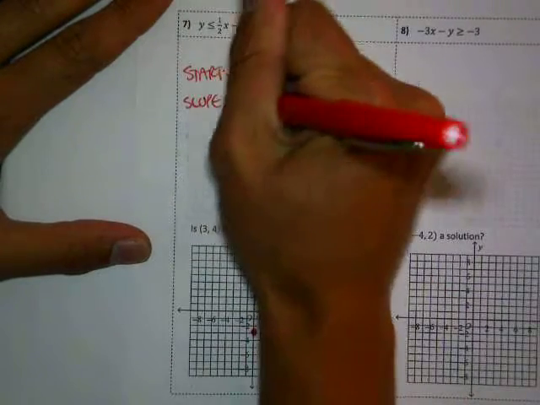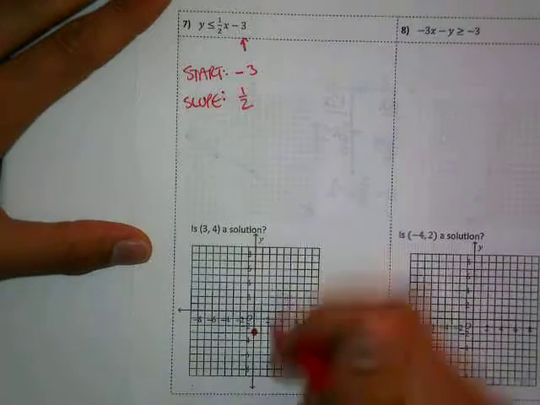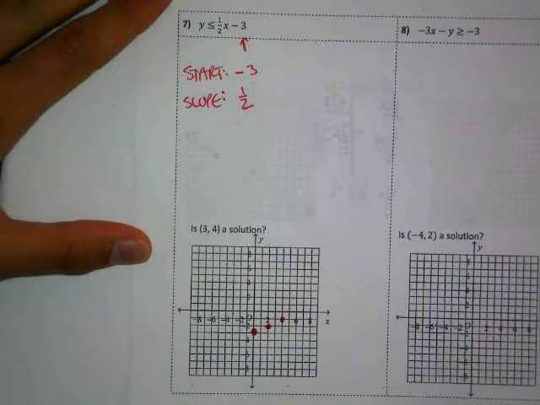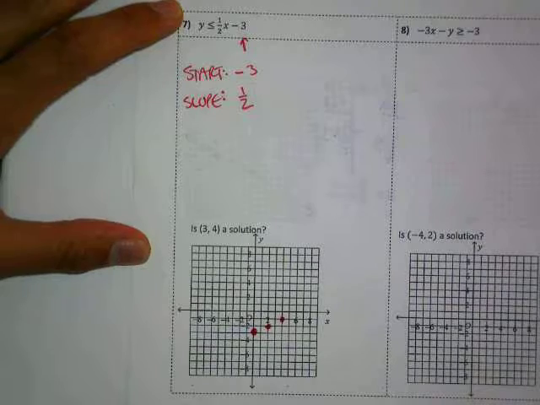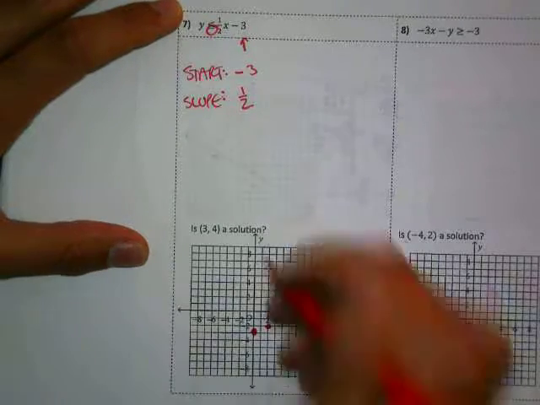What is your slope? 1/2. So go up 1/2. And is it solid or dotted? Dotted. No, solid. Solid because of that bar right there. So solid line.